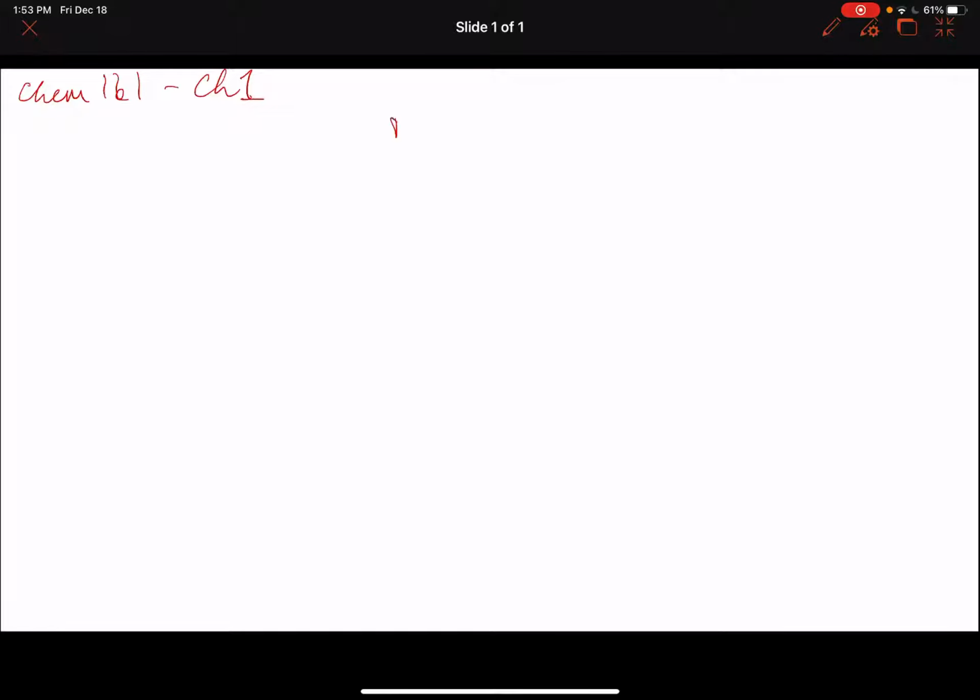So to start, we'll make a little chart. We'll have matter at the top of the chart. And we know that all matter can be grouped into two different major classes. So the first is a major class called pure substances. And the other is going to be mixtures.